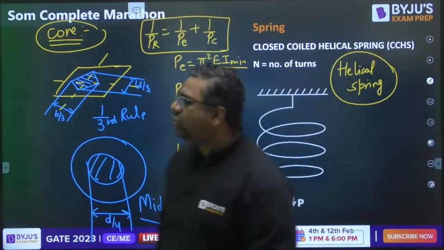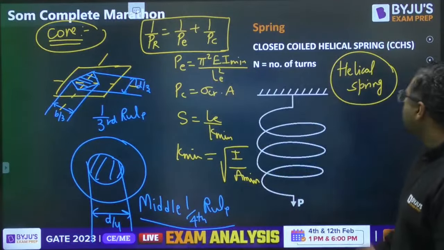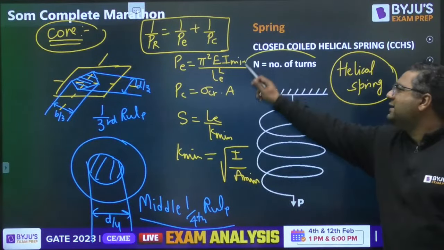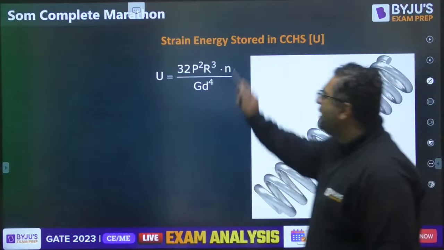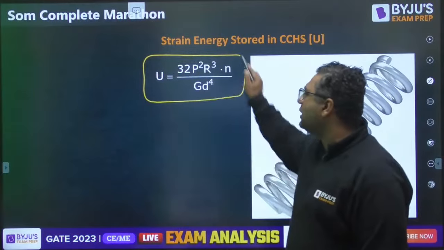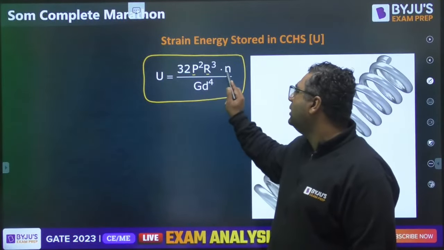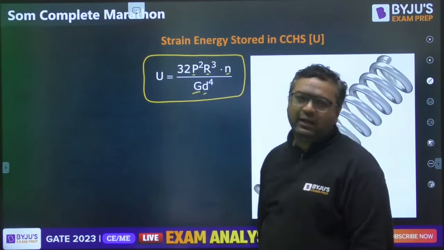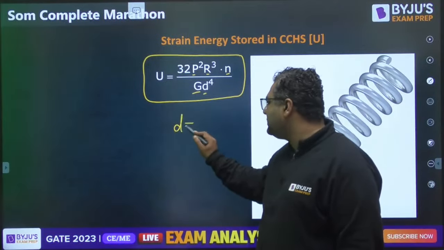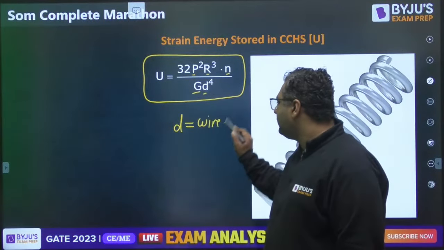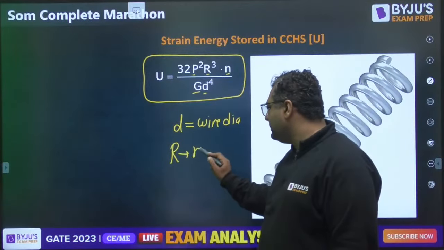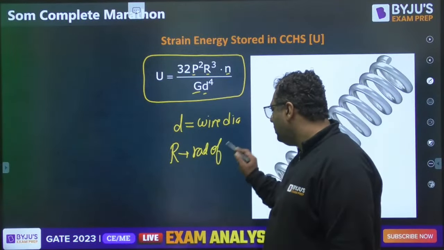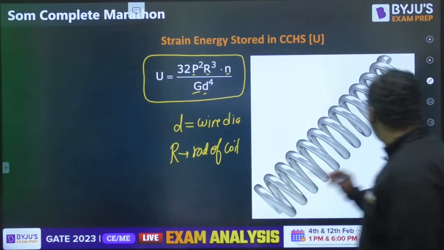When we are talking about helical springs under compression, N is the number of turns. You can see the strain energy will be given like this: U is equal to 32 P square R cube into N divided by G D to the power 4. Here D is the wire diameter and R is the radius of the coil. I feel you understand what the coil radius is.